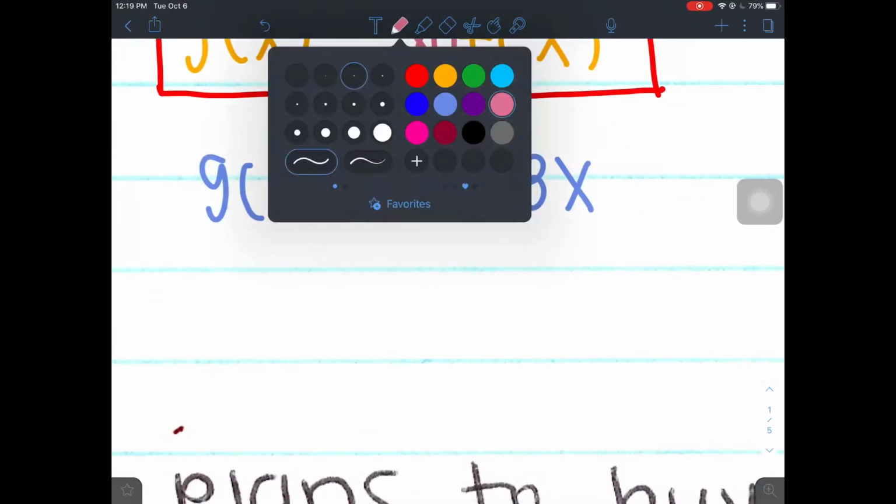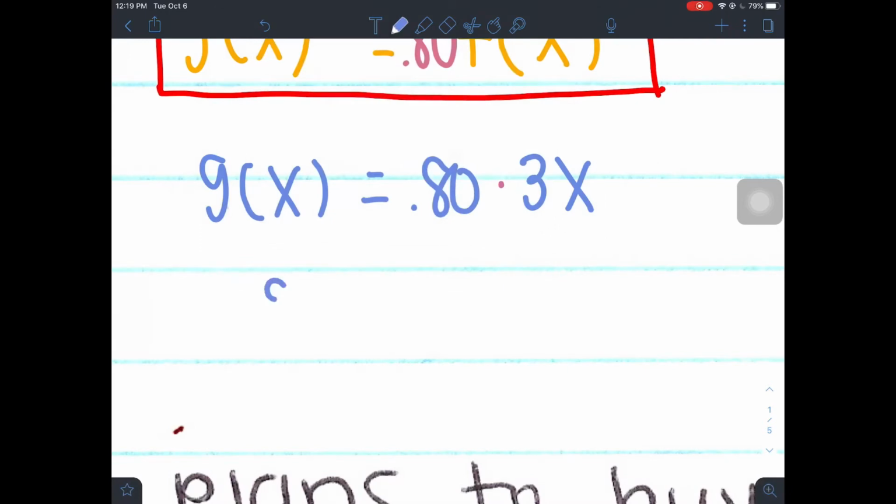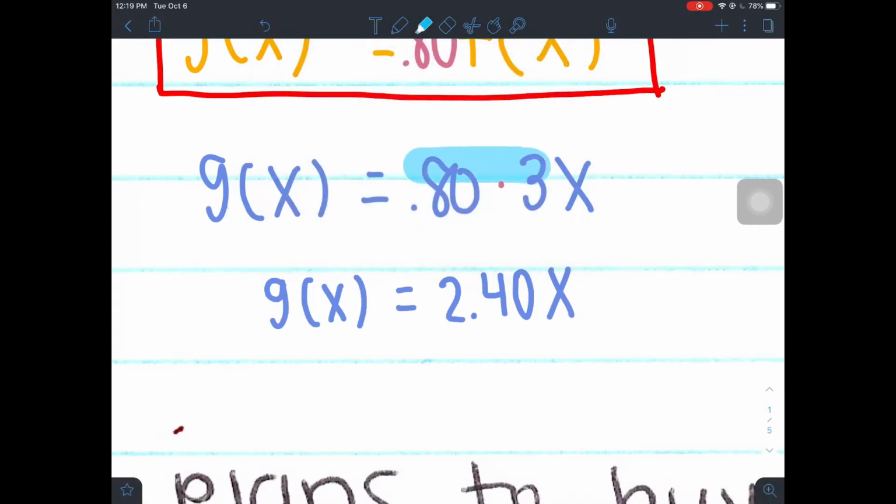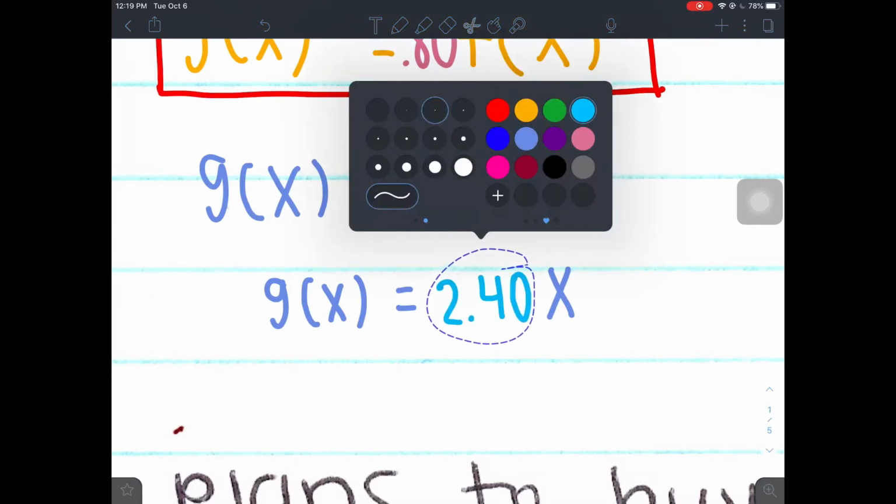Now, what is 0.80 times 3 in a calculator? Well, if I do 0.80 times 3 in a calculator, I'm going to get 2.4. But because we're talking about money, I'm going to do 2.40x. So I multiply 0.80 times 3, and I get 2.40. I'm going to go ahead and highlight this, and I'm probably going to change the color of this to match that. So this would be blue.